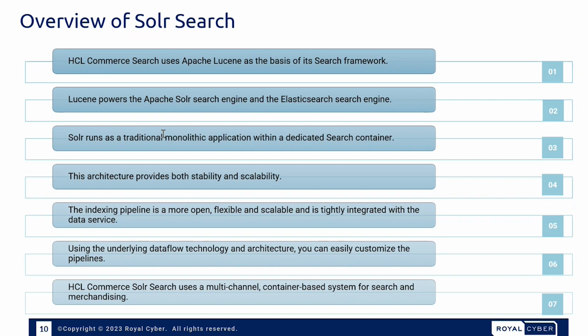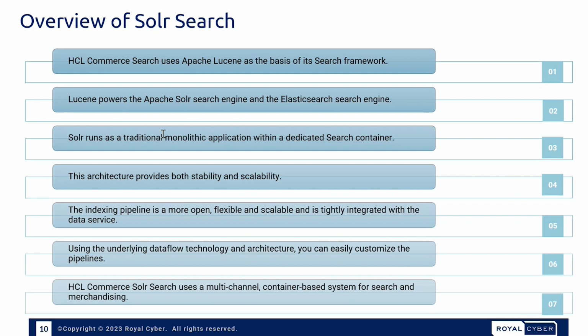Solr runs as a traditional monolithic application within a dedicated search container. This architecture provides both stability and scalability. The indexing pipeline is more open, flexible, and scalable, and is tightly integrated with the data service. Using the underlying data flow technology and architecture, you can easily customize the pipelines. This open standards approach considerably eases the process of integrating search with existing and third-party applications.